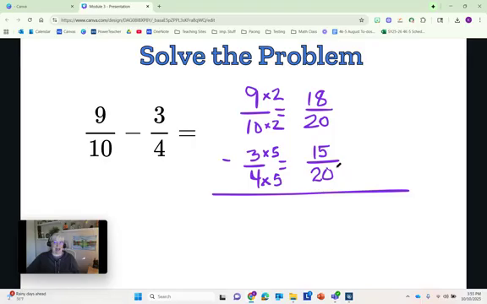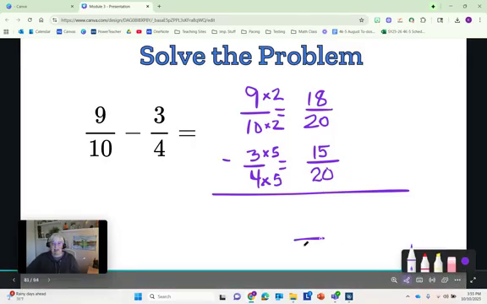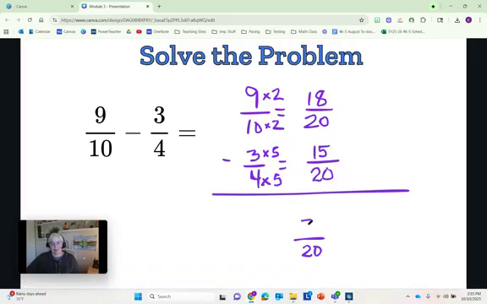Now that we have the denominators the same, we can subtract and our answer will be over 20. 18 minus 15 is 3. So 9/10 minus 3/4 is 3/20.